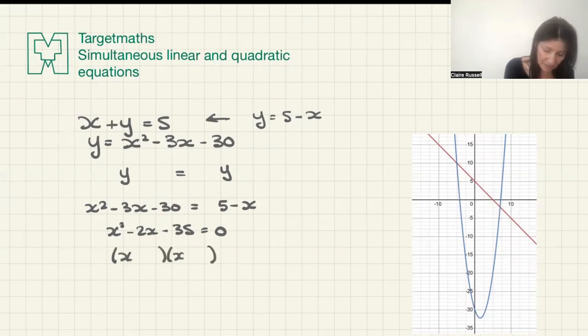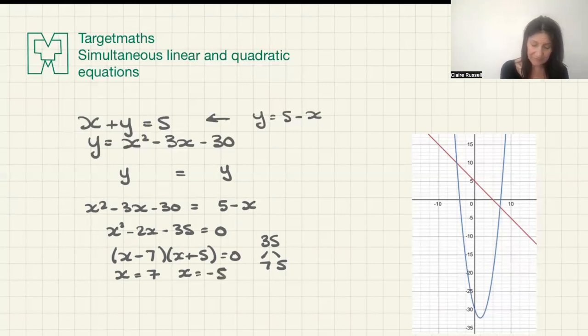So I've got neg pos, working on that 35, 7 times 5. Make sure you're clocking the sign here. I want to make negative 2, not positive 2. So it's going to be 7 in there, 5 in there. So x is going to equal 7. And x is going to equal minus 5. So those are my x values.